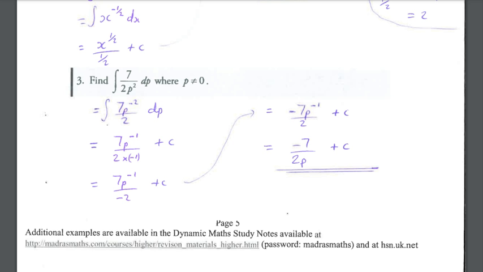So that would be 7p to the negative 1 over negative 2 plus c. Again, constant of integration as always. And then p to the negative 1, we just move back down to the denominator, so negative 7 over 2p plus c.